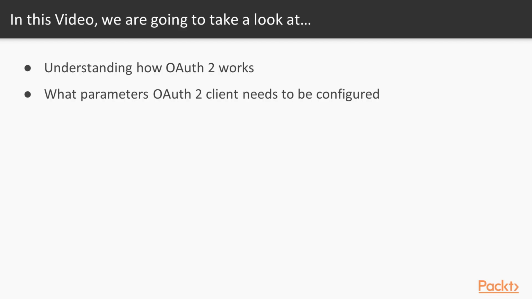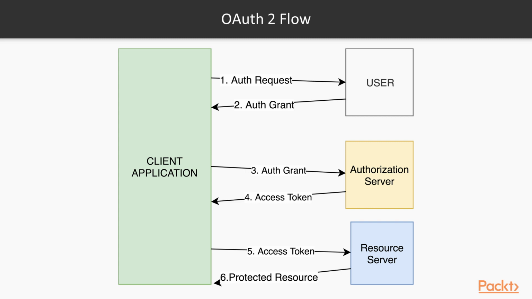So we'll be understanding how OAuth 2 is working and what parameters OAuth client needs to have configured, because this is the most important thing. Once you tweak and configure those parameters properly, you will see that your application and flow will be easy. But firstly, we need to understand those parameters and why we need them. So let's recap OAuth flow at the beginning.